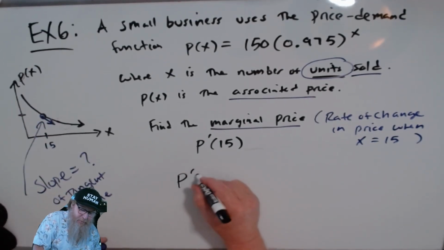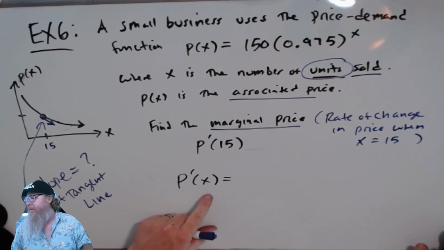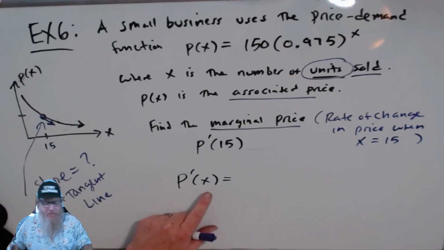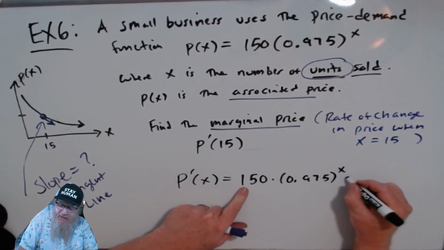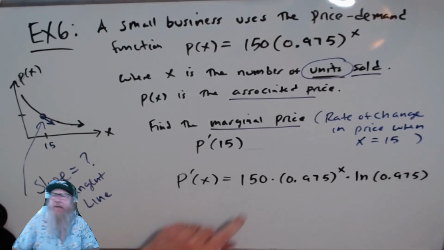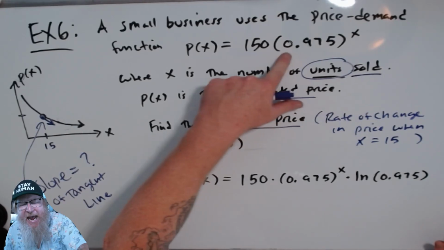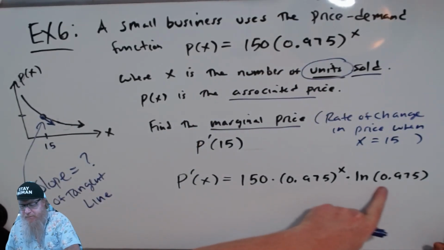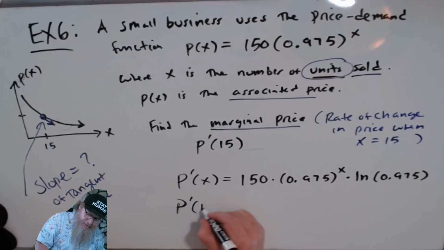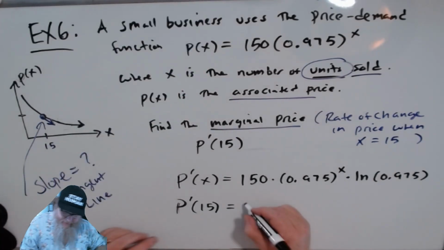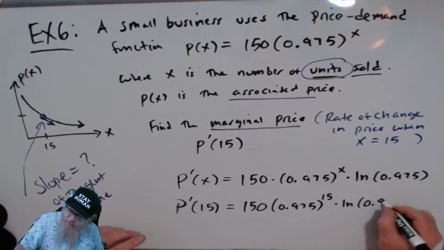All right, let's go ahead and do it. Let's first find P prime of x. This is the marginal price function. So P prime of x will be 150 times 0.975^x times ln of 0.975. That's because this is an exponential function. 150 is the constant. This is my a, 0.975. And then I multiply by ln of a, whatever that is. And now I plug in 15. 150 times 0.975 to the 15th power times ln of 0.975.